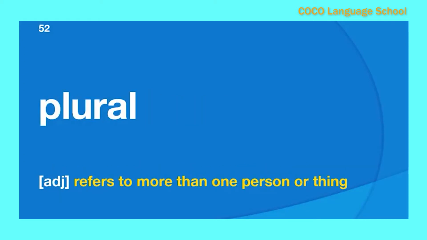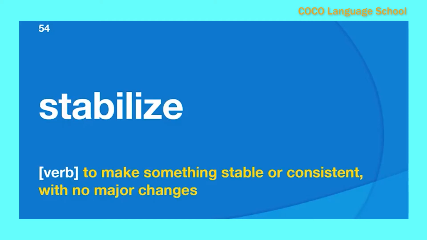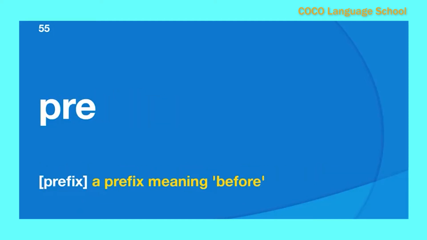Refers to more than one person or thing. Plural. A charged atom. Ion. To make something stable or consistent, with no major changes. Stabilize. A prefix meaning before. Pre.